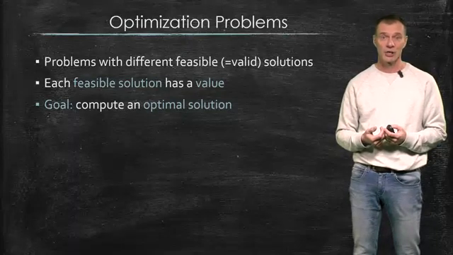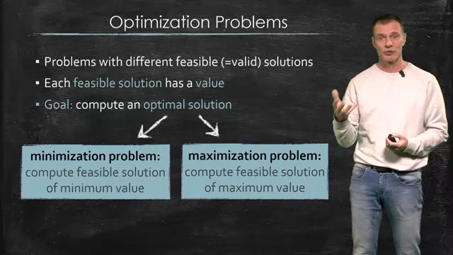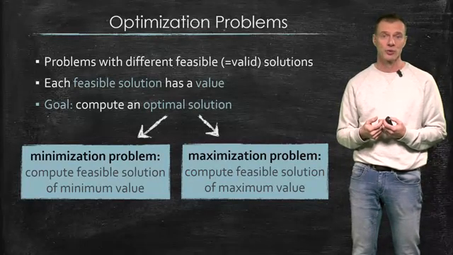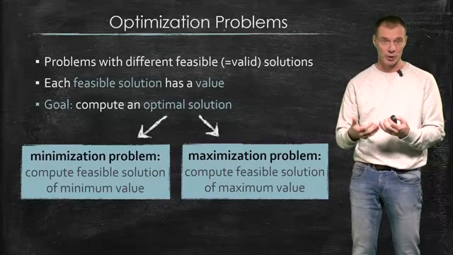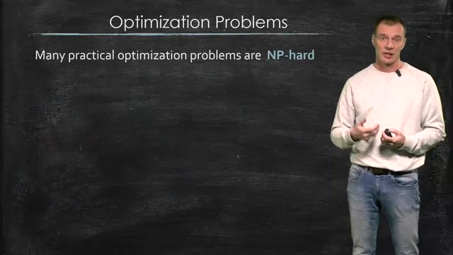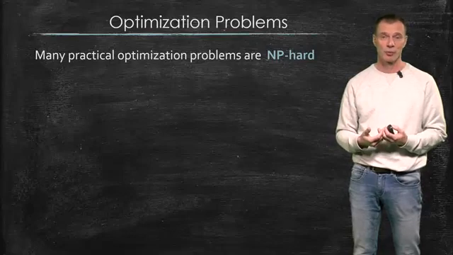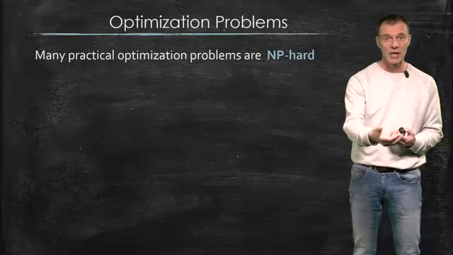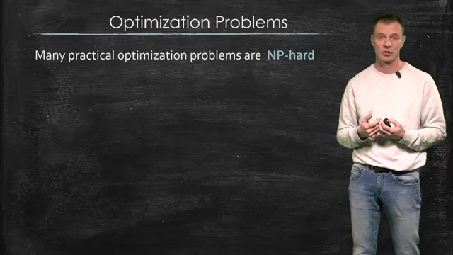That can either be the solution with a minimal value, which would be the case if the value represents some kind of cost that you have to pay, or it could be the solution with a maximal value, in case the value represents some kind of profit. In practice there are lots and lots of problems of this type, optimization problems, where you want to find either a solution that minimizes your cost or a solution that maximizes your profit.